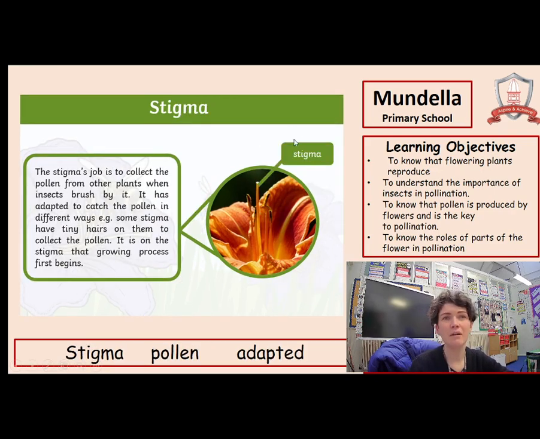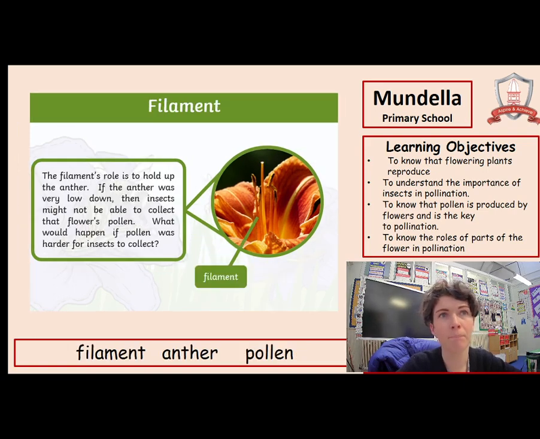We have the stigma. Okay, so it's this bit here at the top. The stigma's job is to collect the pollen from other plants when insects brush by it. It has adapted to catch the pollen in different ways. So, for example, some stigma have tiny hairs on them in order to attract and collect the pollen. And it's on the stigma that the growing process first begins.